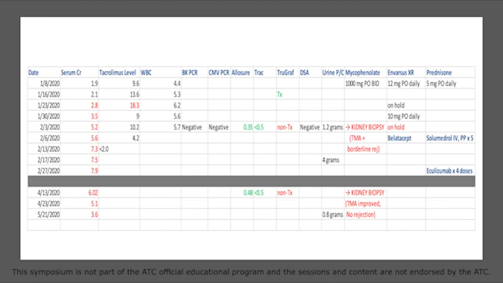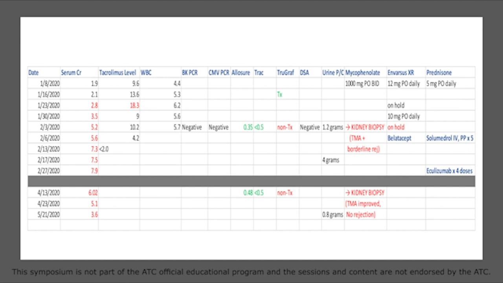Due to borderline rejection on the biopsy, she was initiated on a Solu-Medrol IV taper. She also underwent 5 sessions of plasmapheresis with FFP infusion for her findings of TMA on the biopsy. But despite that, her serum creatinine did not respond, and it continued to trend up. By that time, we had received approval for using eculizumab for her atypical HUS, and she received 4 doses a week apart, following which her serum creatinine trended down.